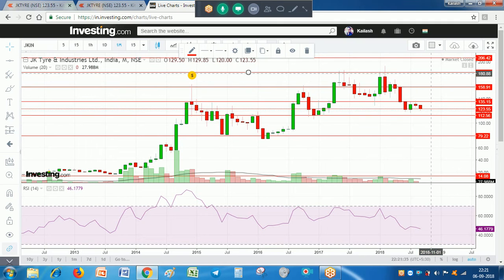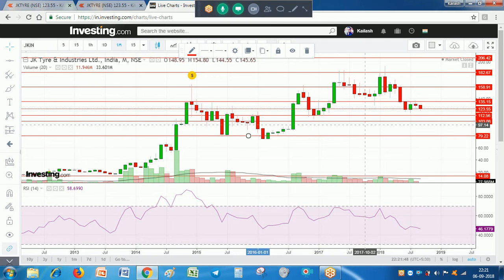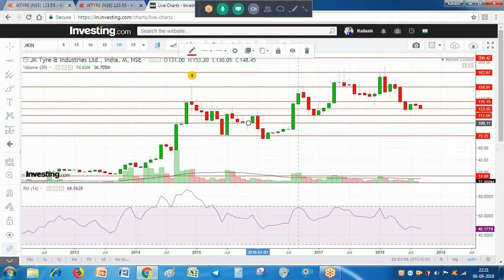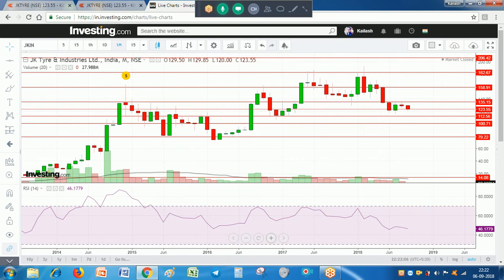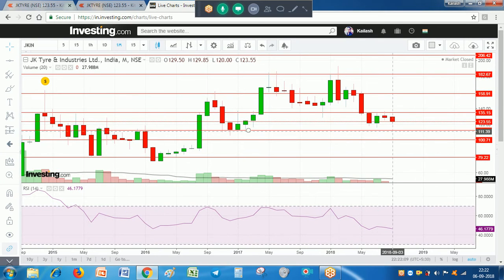So I have marked some levels, friends. Let me make one more level here in between. It could be one level also, 103, or we could say somewhere around 100. This level, friends, is also a support level for the stock. So friends, I have marked some red lines to show you different support and resistance levels. This immediate level of 113 is an immediate strong support level.